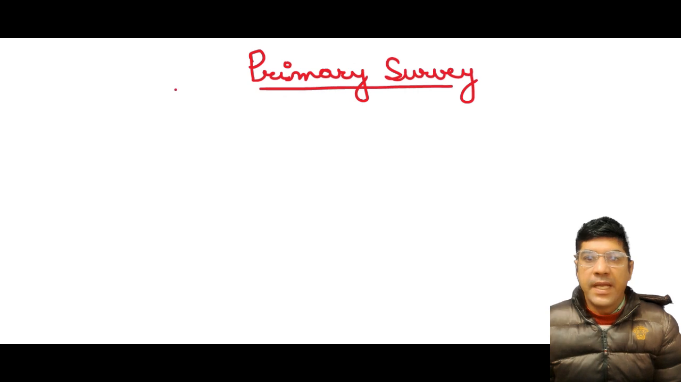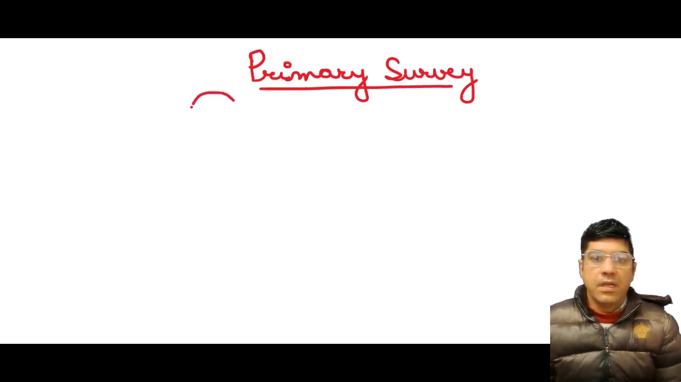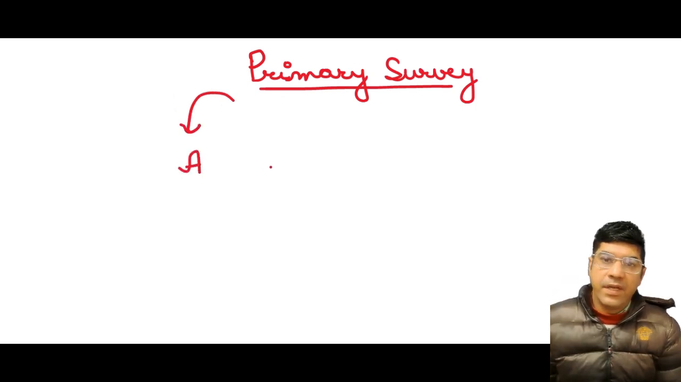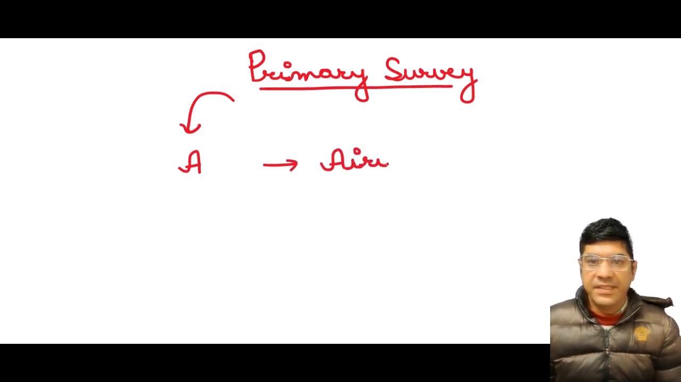So the first step we take is to quickly assess the patient's condition using a mnemonic. For the primary survey, we should know the mnemonic. The first is A, B, C, D, E. So what does A stand for? A stands for airway.